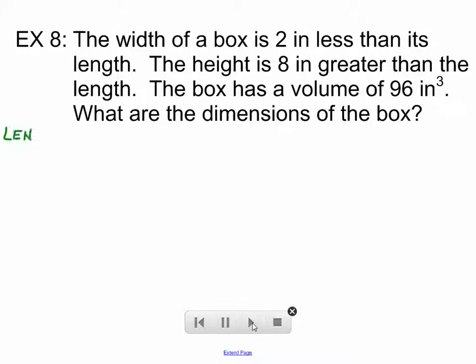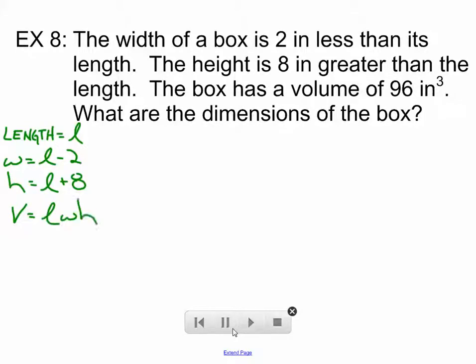Let's start off by letting length equal L. Since the width is 2 inches less than the length, that would be L minus 2. And since the height is 8 inches greater than the length, it would be L plus 8. And the volume is length times width times height for a rectangular prism. They also tell us that the volume is 96. So 96 is the length times the width times the height. Well, the length is L, the width is L minus 2, and the height is L plus 8.